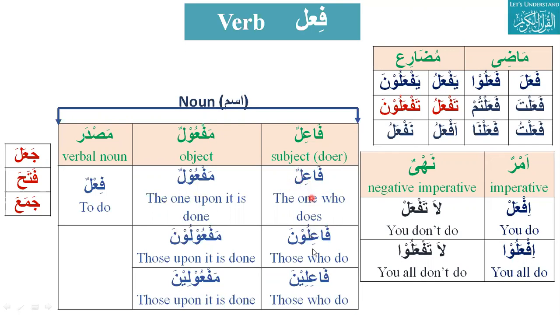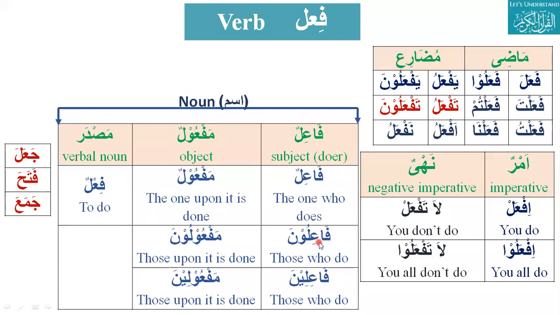And plural of fa'il, fa'ilun, fa'ilin. Again, after amr, if'al, la taf'al, if'alu, la taf'alu. Now we go to the fa'il. This is subject, doer. Fa'il, the one who does. Plural of fa'il, there are two plural. Fa'ilun, fa'ilin, those who do.